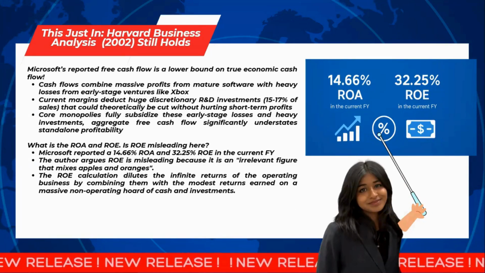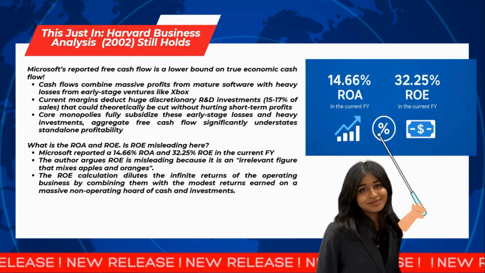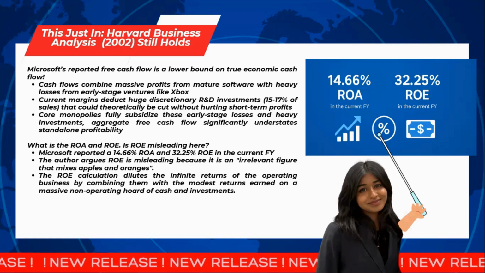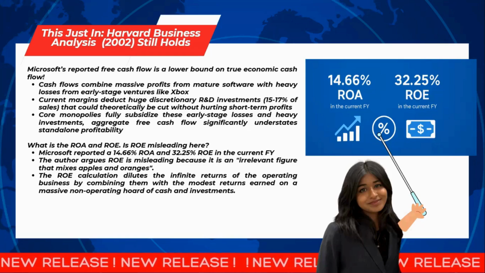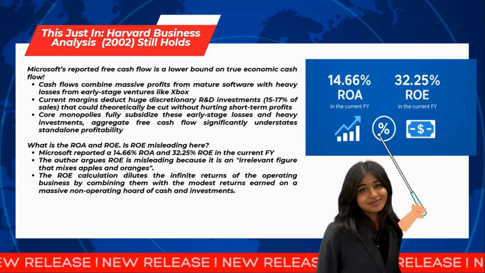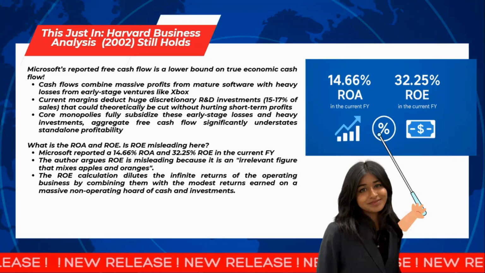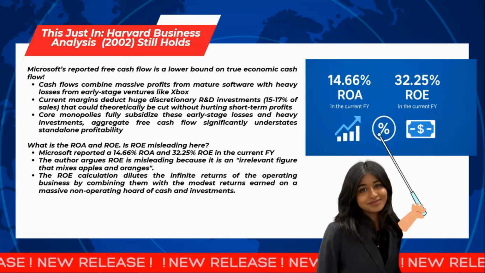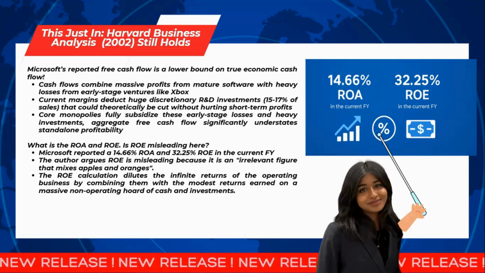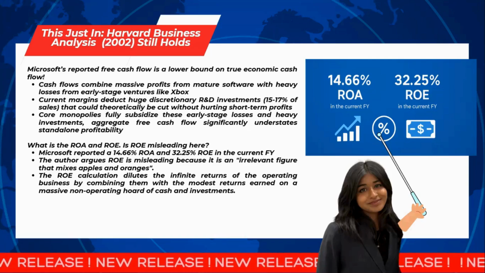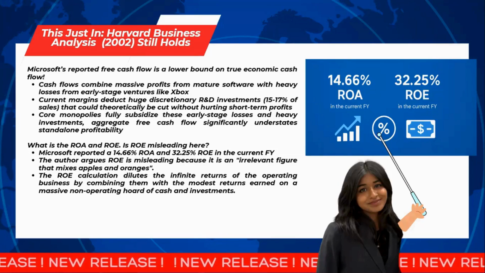What is the ROA and ROE, and is ROE misleading here? Microsoft reported a 14.66% return on assets and a 32.25% return on equity in the current financial year. This author argues the ROE is misleading because it's an irrelevant figure that mixes apples and oranges. In other words, the calculation dilutes the infinite returns of the operating business by combining them with the modest returns earned on a massive non-operating hoard of cash and investments.